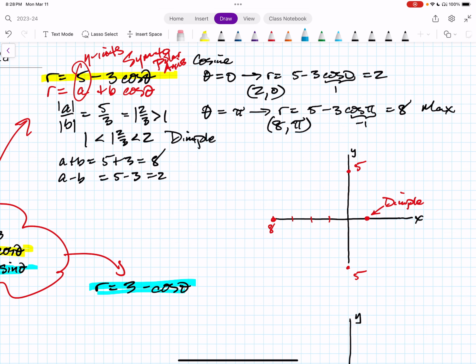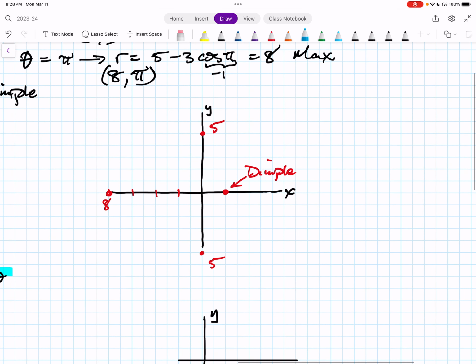I'm going to do my best attempt at drawing a dimpled limacon. So dimpled meaning it's got to go through here like this. It's got to be concave. And it's got to go through this. It's got to hit 8. And it's got to come back through here. Okay, not the smoothest limacon at all. Thank God we have one, right guys? Okay, so there we go. And if you need to clean it up, you do it. So it's got to go through that point. There's the dimple. It's got to go back through here.